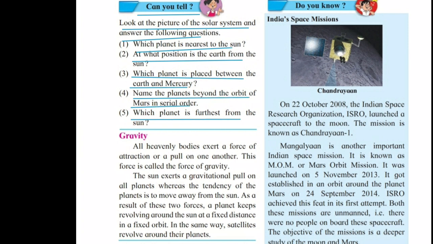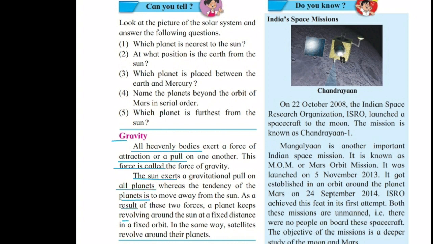Can you tell? Look at the picture of the solar system and answer the following questions. 1. Which planet is nearest to the sun? Second, at what position is the earth from the sun? Third, which planet is placed between the earth and Mercury? Fourth, name the planets beyond the orbit of Mars in serial order. Fifth, which planet is furthest from the sun?